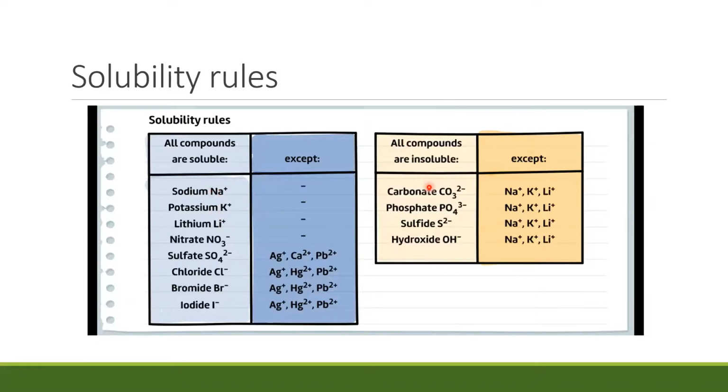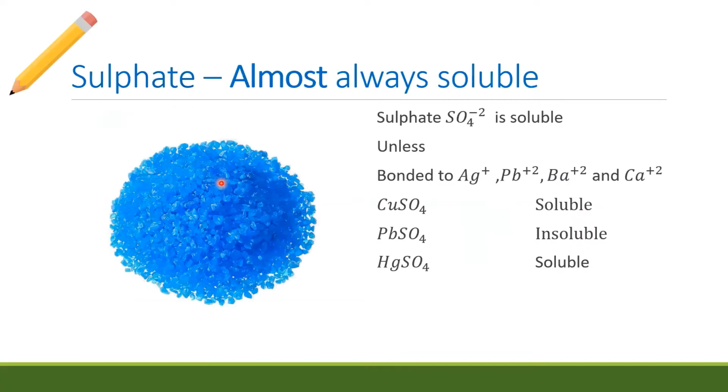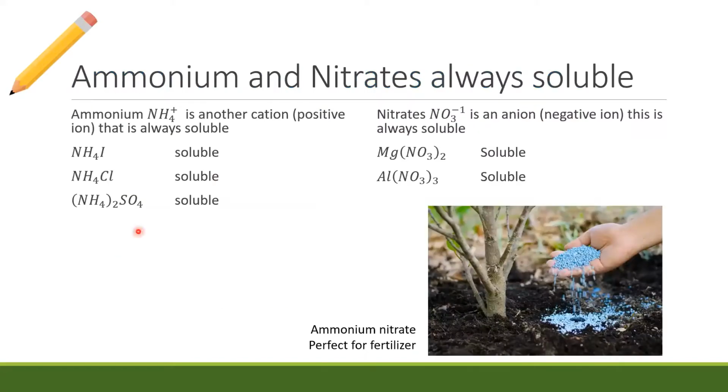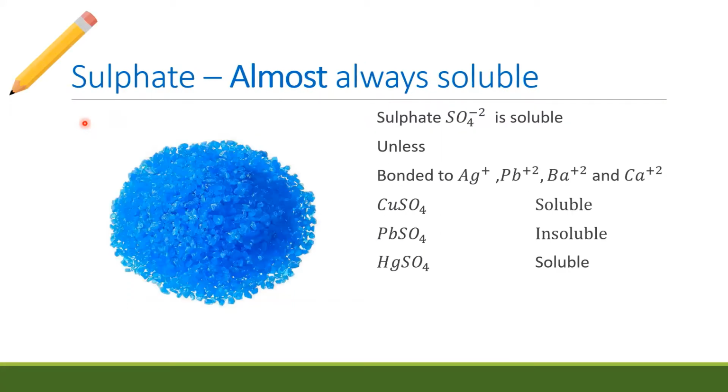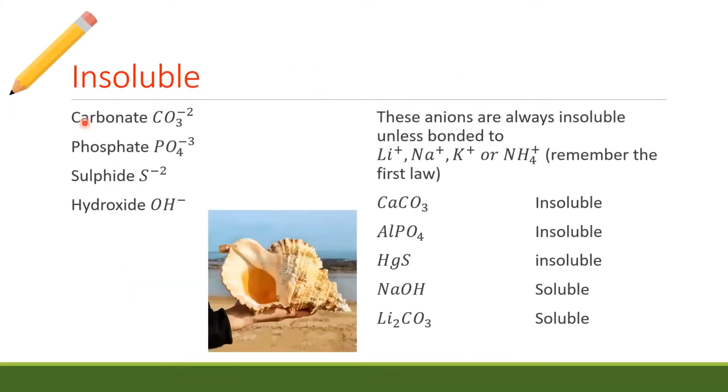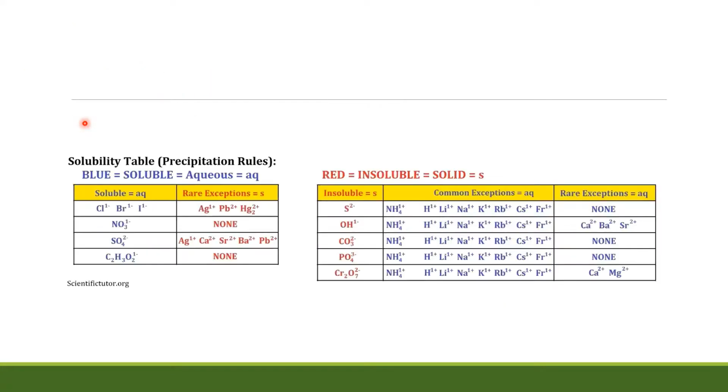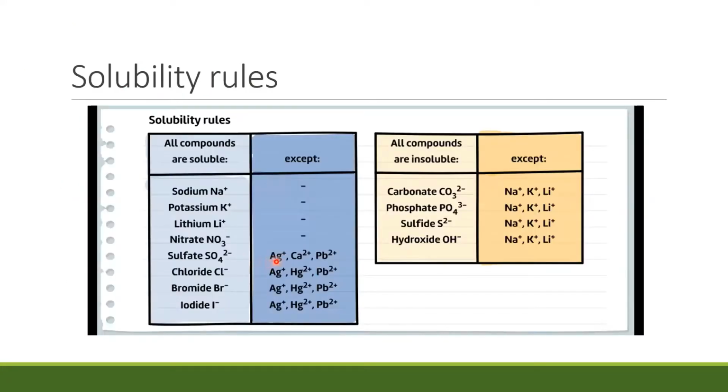And then all carbonates are insoluble unless they're bonded to these ones. The reason I don't like this is because they skipped out on ammonium, NH4+. So that's why I went through ammonium here with you guys, just so that you knew it. I also don't like how they skipped out on barium as part of the sulfate one. If you look at sulfate, it says Ag, Ca, Pb, but it doesn't have barium because technically barium sulfate is a common non-soluble thing.